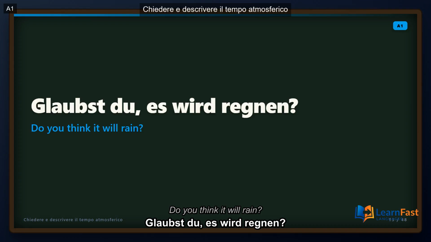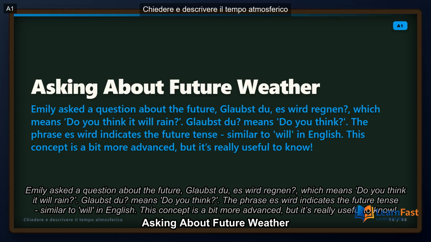Emily asked a question about the future, "Glaubst du, es wird regnen?" which means do you think it will rain? Glaubst du means do you think? The phrase es wird indicates the future tense, similar to will in English. This concept is a bit more advanced, but it's really useful to know.